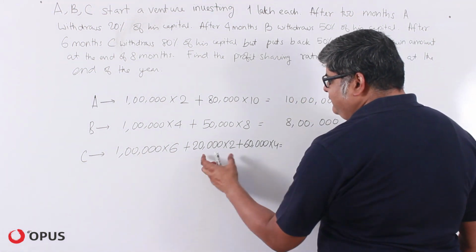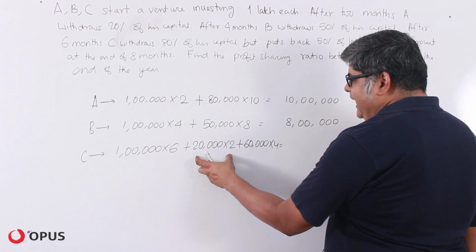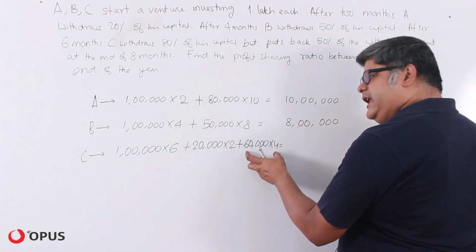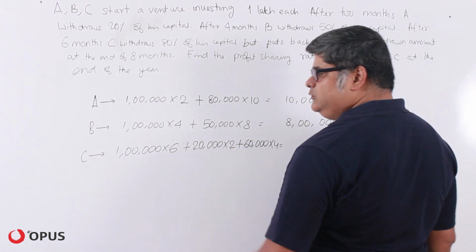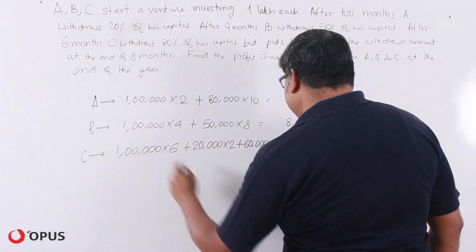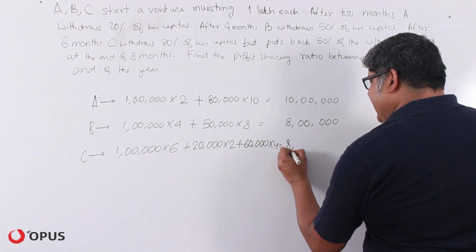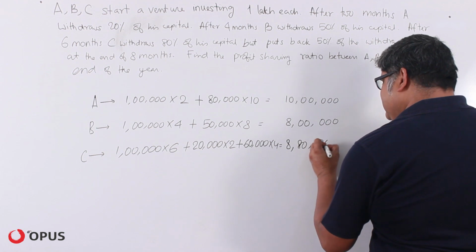We have 6 lakhs and we have what? 40,000, and this is nothing but 2,40,000. 2,40,000 plus 40 is 2,80,000. 2,80,000 plus 6 lakhs would be 8,80,000. That's the equivalent capital.